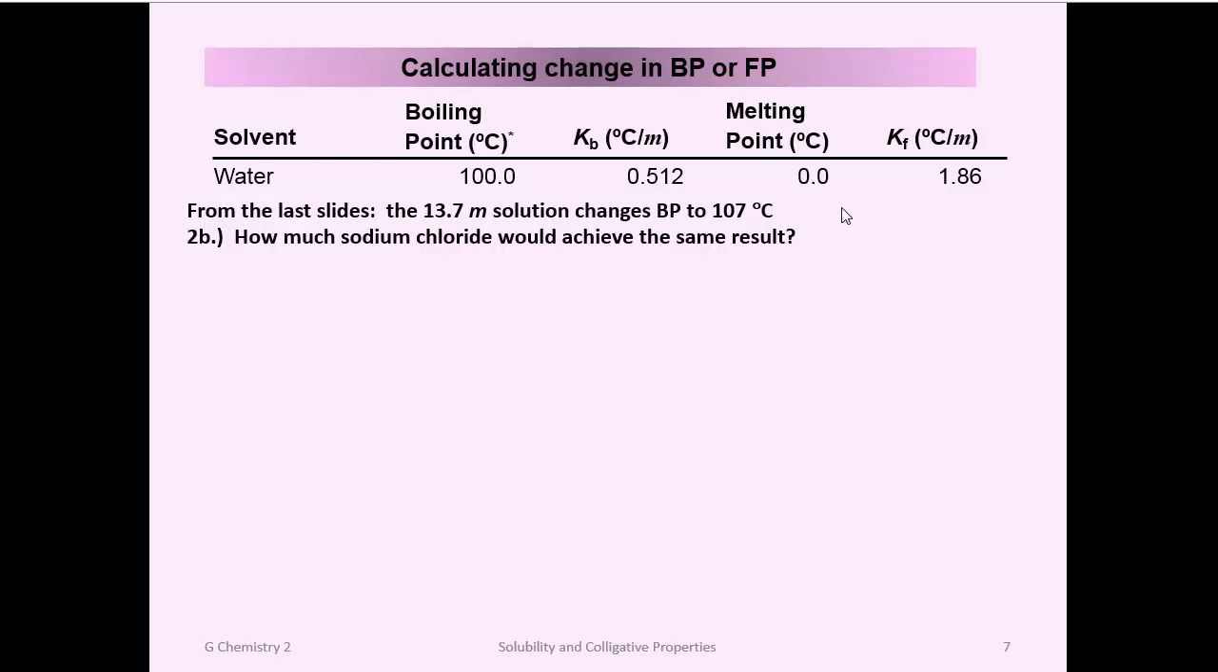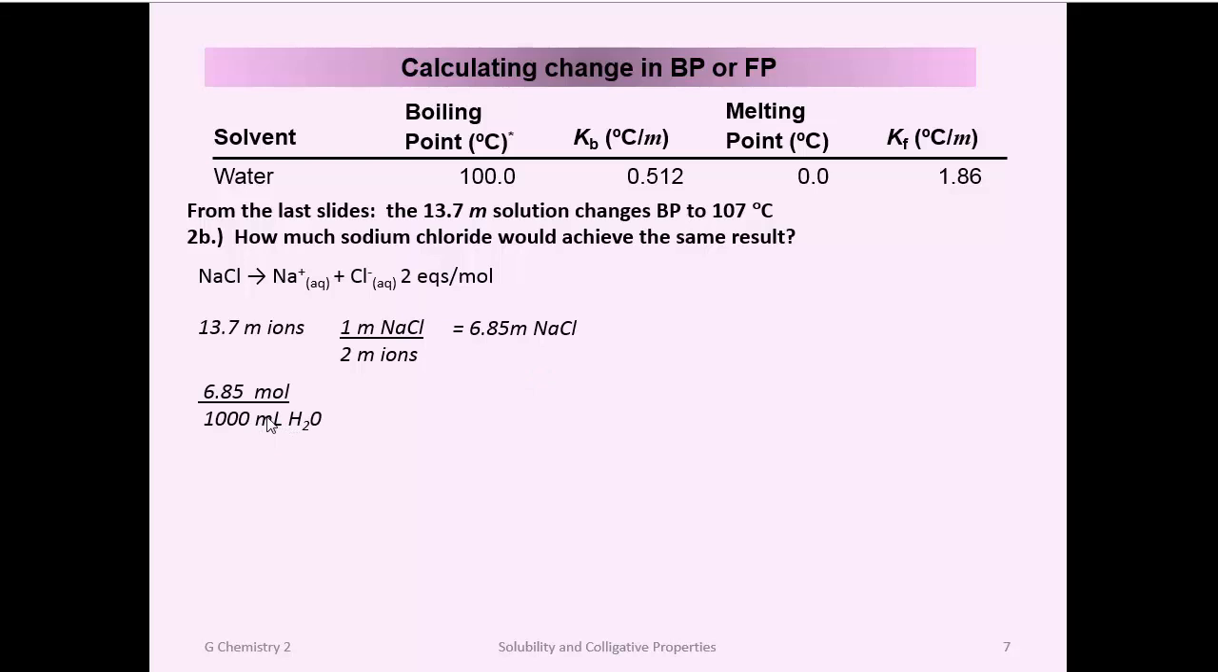What if you didn't want to use ethylene glycol? What if you want to use something that's cheaper, like table salt, sodium chloride? How much sodium chloride would you have to add to get the same result? Once again, I remind you that sodium chloride is not a one-to-one relationship. When it dissolves, it creates 2 equivalents. So if I took the 13.7 molal that I'm trying to achieve, and I use a stoichiometry that says, hey, look, there's 2 molal of ions for every 1 molal of sodium chloride dissolved. That would say I really need to make a 6.85 molal sodium chloride solution.